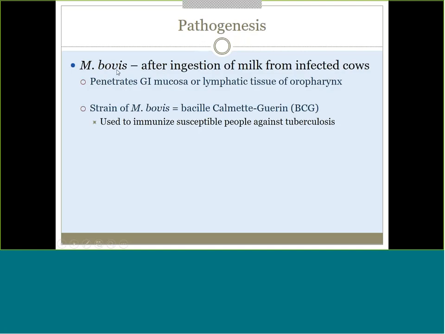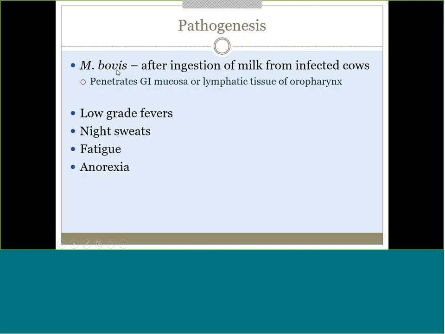Bovis for cows, it can come after ingesting milk from infected cows, especially if that milk is unpasteurized. There is a strain of Mycobacterium bovis called Bacillus Calmette-Guerin. I'm not sure how to say it properly, but BCG. This has been used to immunize susceptible people against tuberculosis.